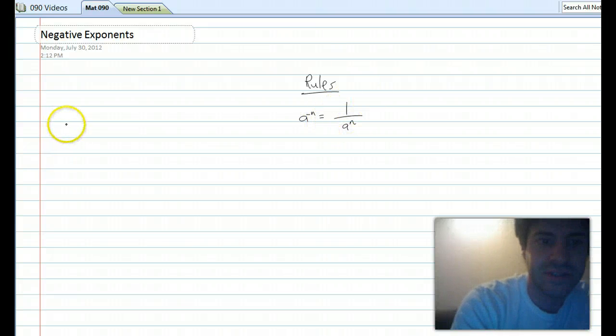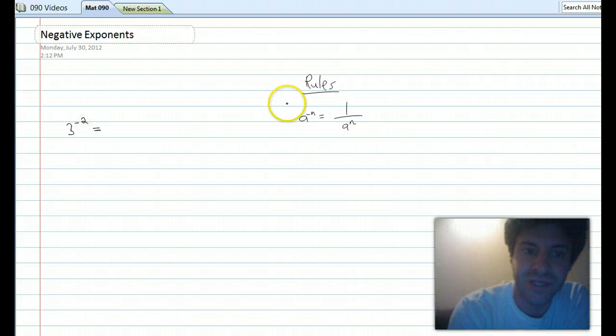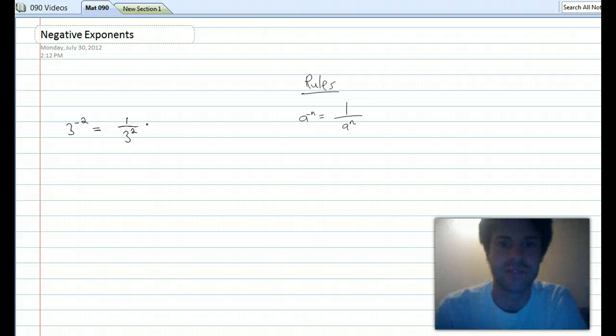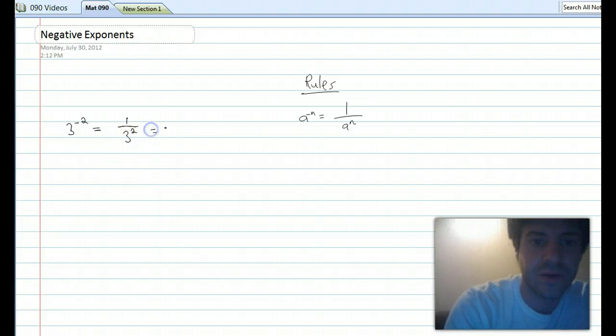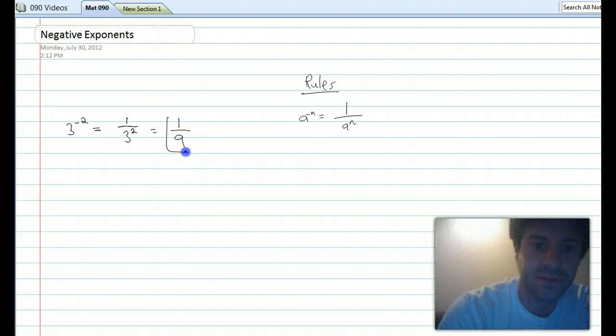And let's look at the example 3 to the negative 2 power. Well, the rule right here says that we can take that negative power and put the whole thing in the denominator and make the power positive. That becomes 1 over 3 to the second power. Well, 1 over 3 to the second power is 1 over 9. 3 squared equals 9. So we have our answer.